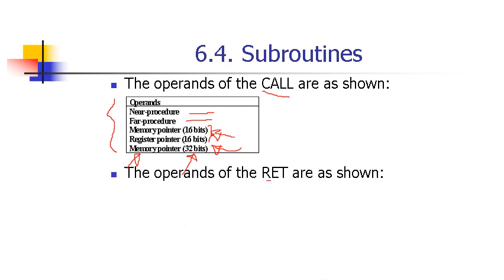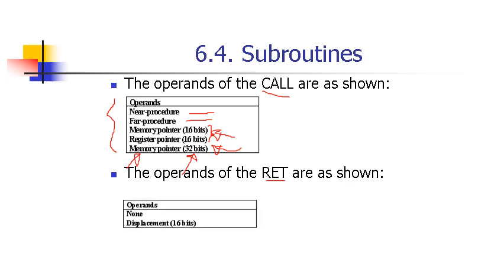Okay, the operands of the return could be none if you would like to resume your execution just right after your call instruction. You go to the instruction just below the call instruction and start resuming execution from there, so you don't need to add an operand to return. But if you want to go somewhere else, an operand should be provided, and this operand is only a displacement of 16 bits.